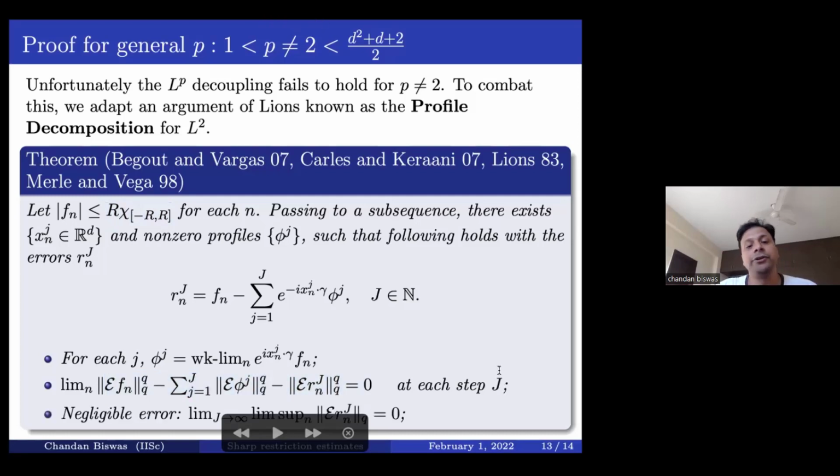Negligible error. When J goes to infinity, we look at the error term at the Jth step, R_n^J, and take the LQ norm of the extension operator applied to R_n^J; then as J goes to infinity, this goes to 0. In other words, if we allow ourselves to take countably infinitely many of these profiles, phi_1, phi_2, and so on, then we can pretend that there is no error at all. We can write Fn simply as the summation over j from 1 to infinity of e to the minus i x_n^j dot gamma phi_j for our purpose.